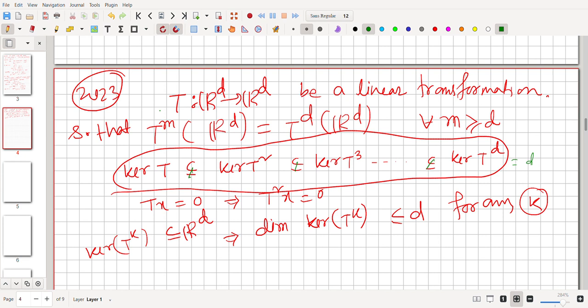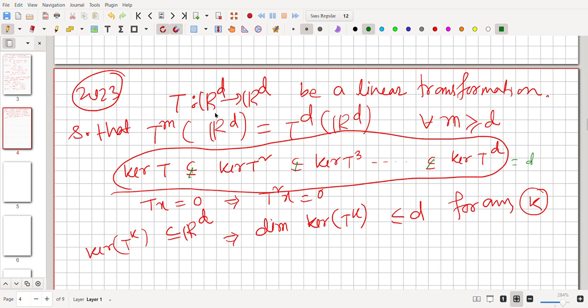Because say the kernel of T starts from dimension 1, or it could start from 3 or 4 or 2, but say it is 1. If the inclusions are strict, then the kernel of T square is at least 2, then the kernel of T cube is at least 3. In this way the kernel of T to the power d is at least d, but it cannot exceed d because it is a subspace of R to the power d. So in particular the kernel of T power d has dimension d.